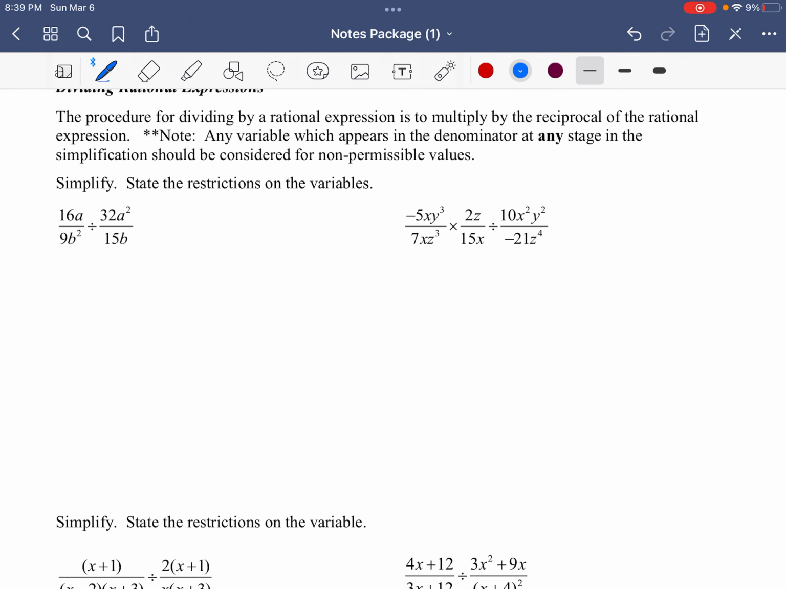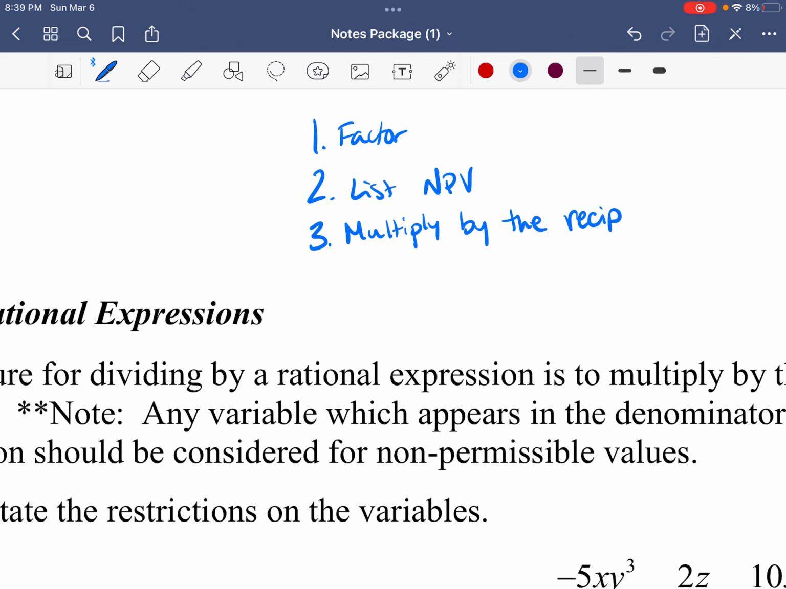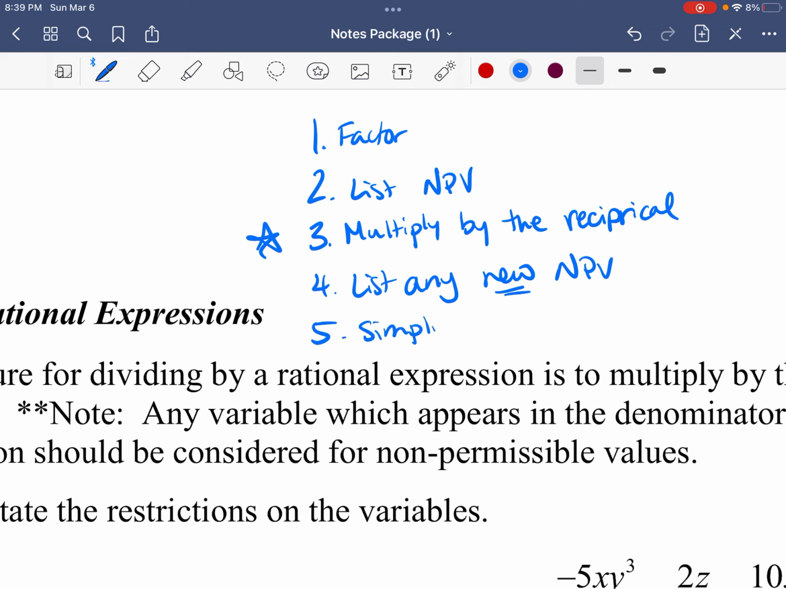All right, dividing rational expressions. If you can multiply rational expressions, you can divide, because there is one extra step. So the first step is factor. The second step is list your non-permissible values. Third step is probably the key one here. Multiply by the reciprocal and list any new non-permissible values. And your last one is to simplify.